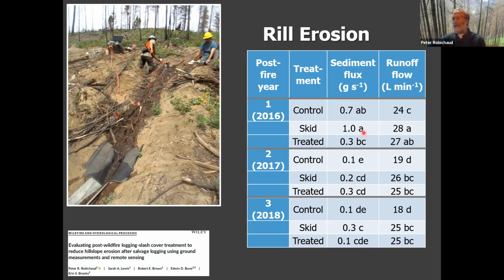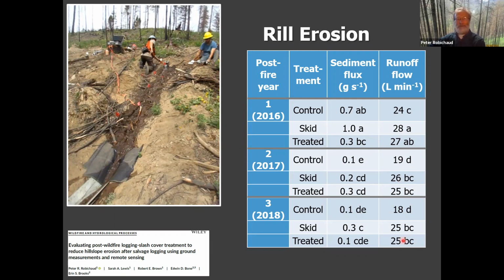The bottom line is that we see that the skid trail pretty much consistently produced more erosion than anything else. And by putting that treatment on it, hey, guess what? We reduced it. Look over here at the runoff rates. Not a whole lot of difference. 24, 28, 27, not a whole lot of difference, right? A little bit higher on the skid trail and the treated. Same thing here, same thing here, okay?